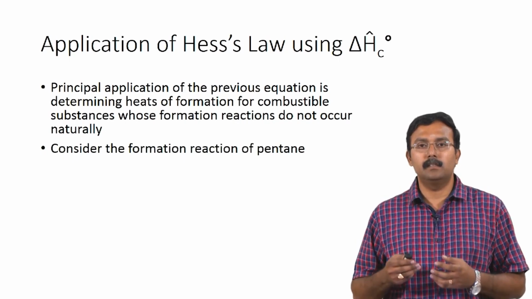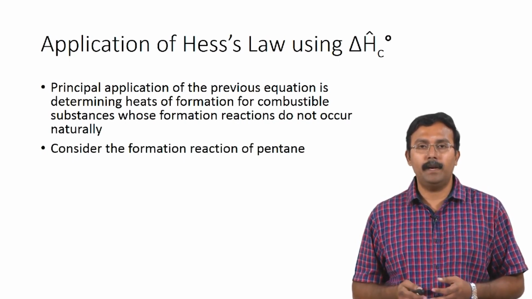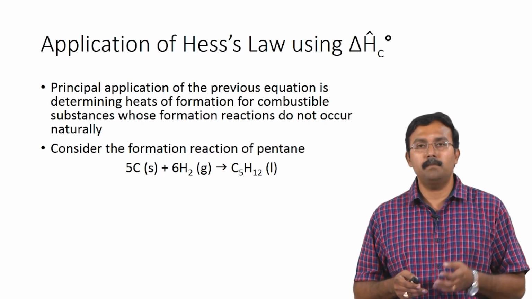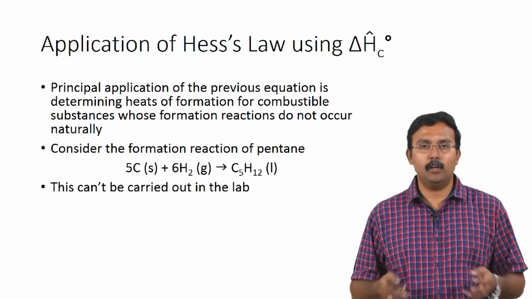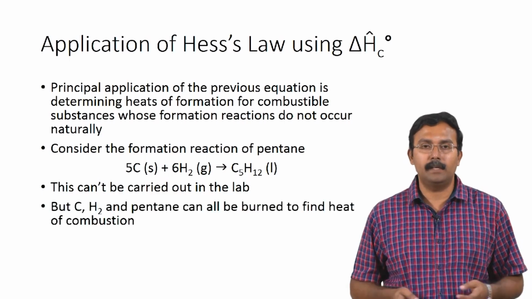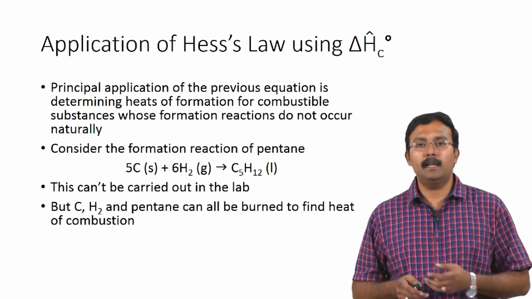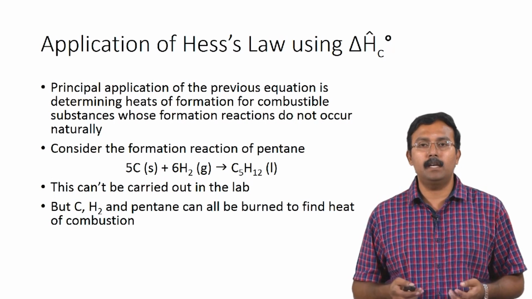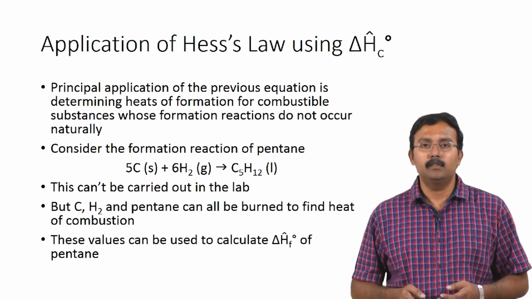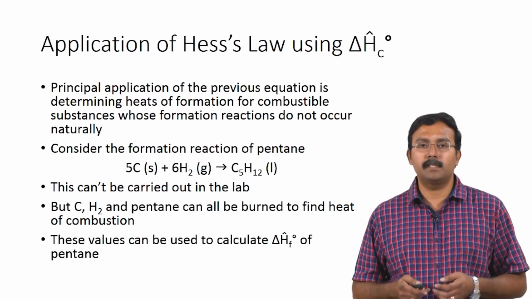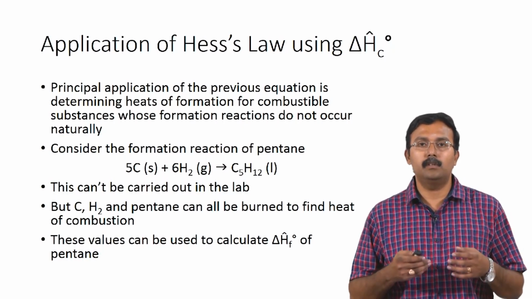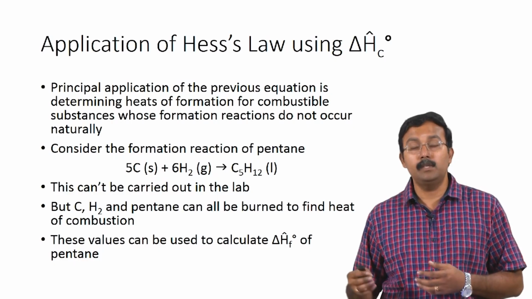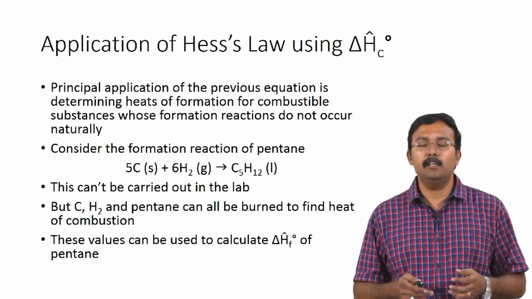So consider the formation reaction for pentane, which is shown here: 5 C plus 6 H2 giving C5H12. This reaction cannot be carried out in the lab, it will not happen, but carbon, hydrogen and pentane can all be burnt to find the heat of combustion. So then you can use these heats of combustion to get the heat of formation for n-pentane. So this is how Hess's law is applied for using heat of combustion to get the heat of formation or heat of reaction.